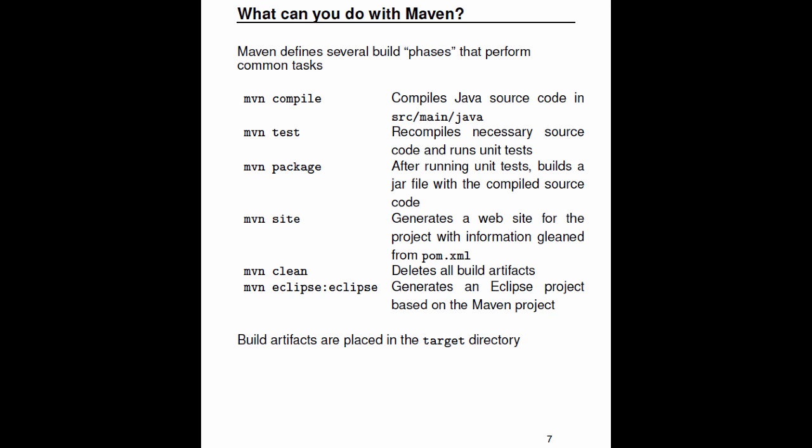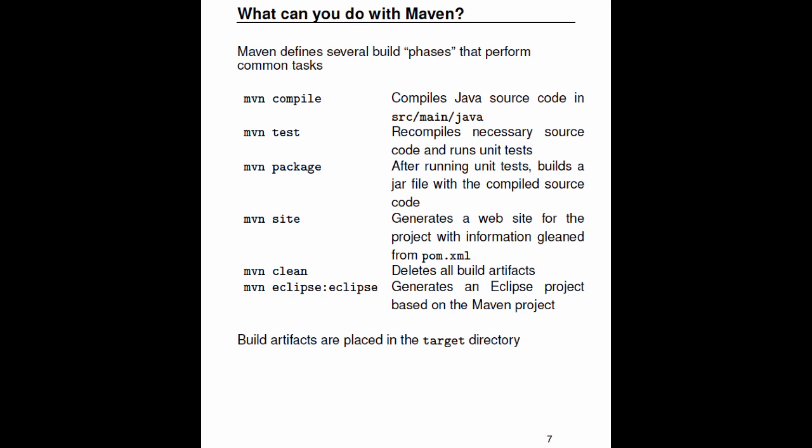It's building the main code. Then there's the test phase, mvn test. Now note that these phases are dependent on the previous one. So when I say mvn test, it'll first go and invoke mvn compile. And mvn compile is smart enough that, if it determines that nothing needs to be built, it won't build anything. But after it runs mvn compile, mvn test will compile the test source code and then run the unit tests.